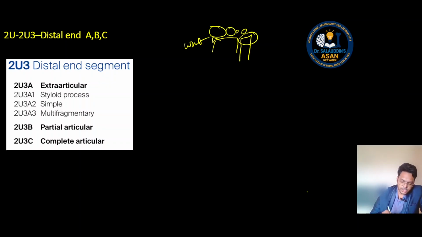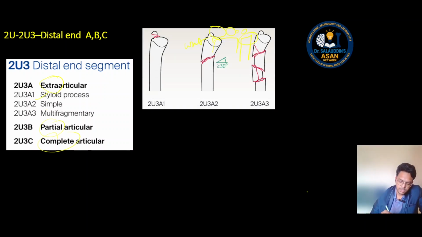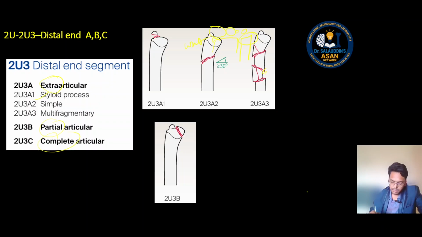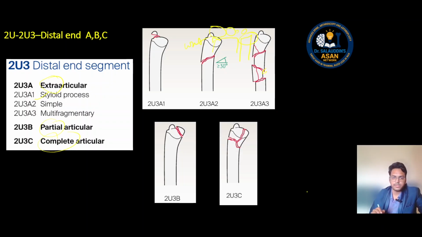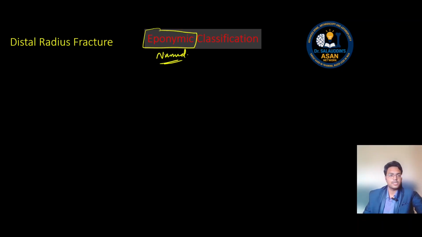Okay, so it has only extra articular, partial and complete articular fracture. The extra articular is simple styloid process fracture, simple extra articular fracture and multifragmentary fracture, A1, A2 and A3. Then the partial articular and the complete articular fracture of the distal end of the ulna. Next, we are going to discuss the most important topic of today, that is distal radius fracture. The first classification in the distal radius fracture is the eponym classification. We will see what are the names in the distal radius fracture.